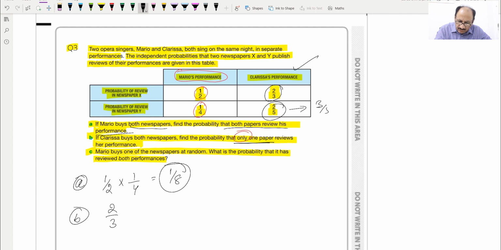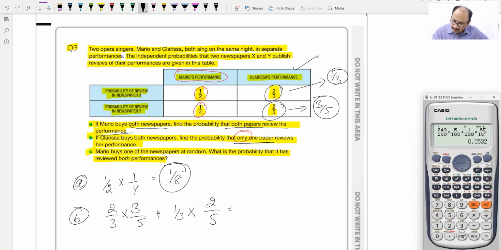This will be 3 by 5 not reviewing. So we'll multiply this by 3 by 5, and plus if this is not reviewing, this will be 1 by 3, and we will take 1 by 3 into the other reviewing, that will be 2 by 5. And this one also we can calculate with the help of a calculator. So it will be 2 over 3.